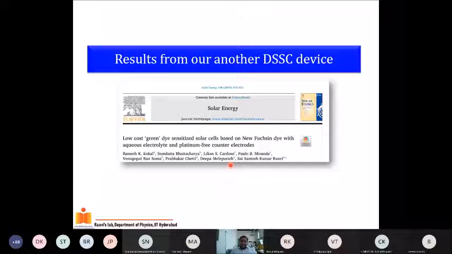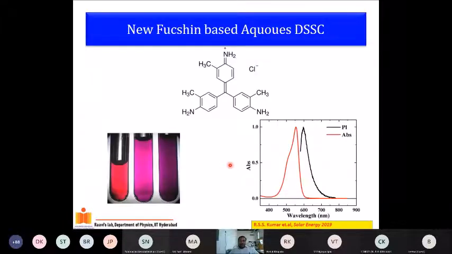This is a low-cost solar cell based on a dye which is used for kumkum production. It's a new Fuchsin dye. The dye molecular structure, when you put it in water, gives you this color. The way people have done is they use 10 grams of dye in 1 kilogram of turmeric, and they grind it to get this maroon color of the kumkum. So this is one way of making kumkum. The other one, you all know how to make the other side.